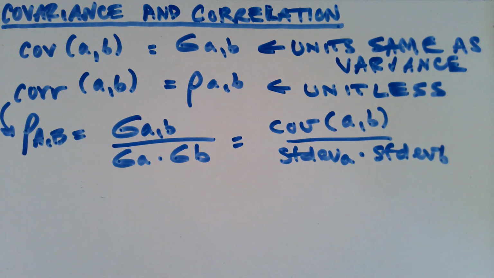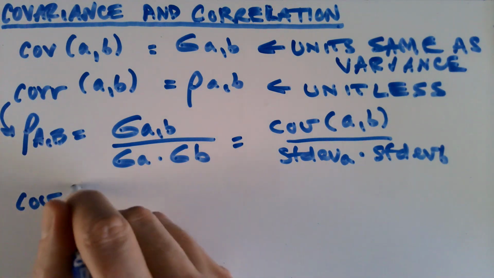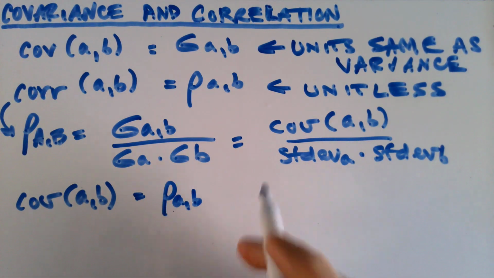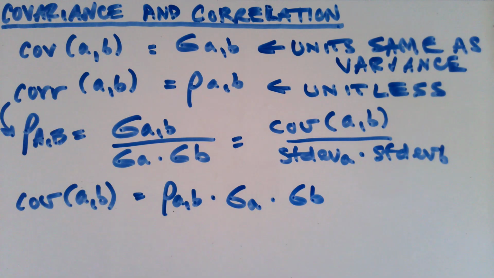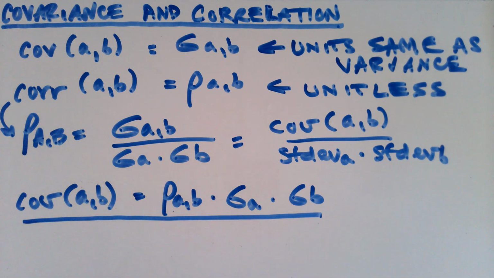Let's solve it for the covariance of A with B. The covariance of A with B is simply equal to the correlation of A with B times the standard deviation of A times the standard deviation of B. And this is going to become helpful later on when we look at the variance of a two-asset portfolio.